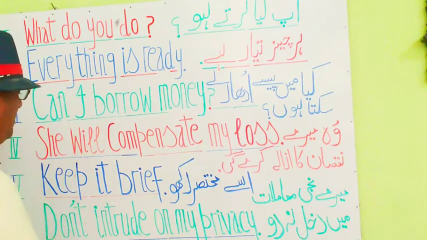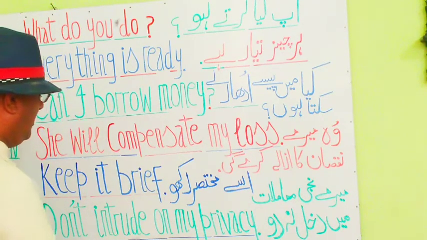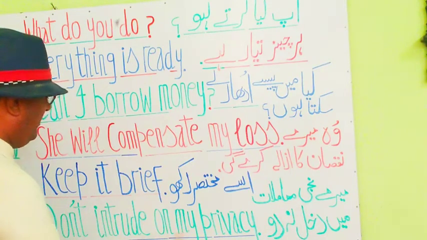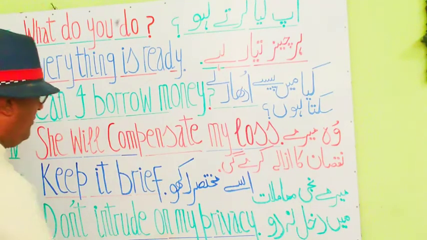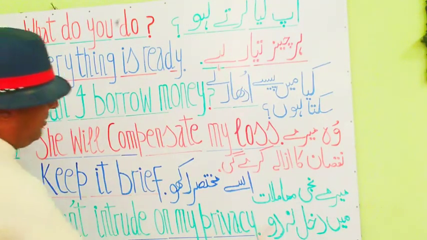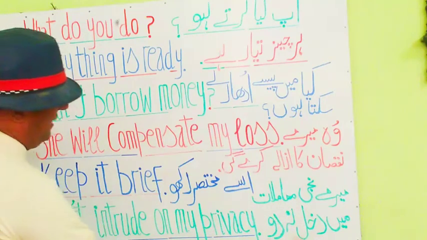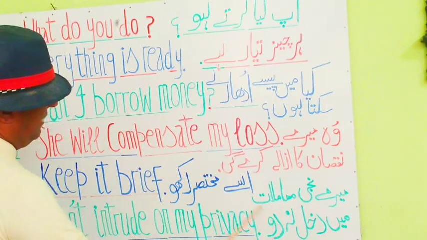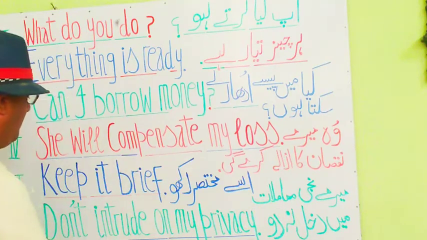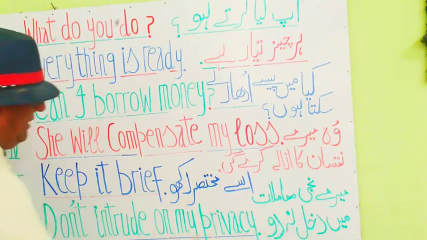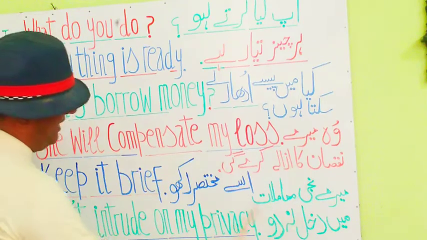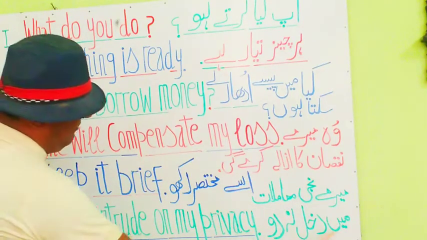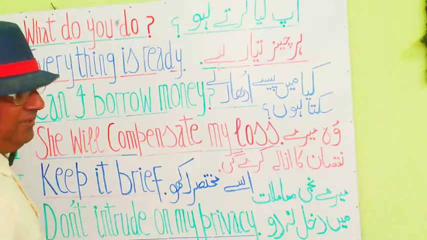And next is: Don't intrude on my privacy. मेरे निजी मामलात में दखल ना दो. Don't intrude on my privacy. मेरे निजी मामलात में दखल ना दो.